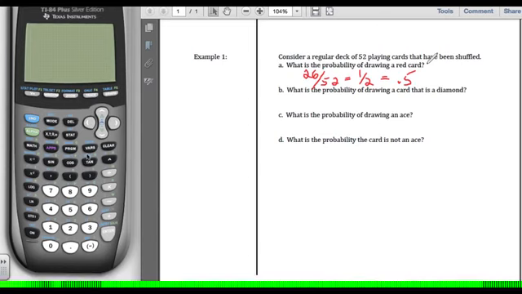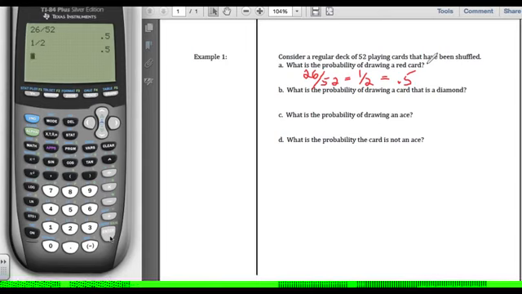And let me show you quickly in the calculator that you can get that decimal either way. If you take 26, divide it by 52, you get 0.5, or if you take 1 and divide it by 2, that also gives you that 0.5. It's always the numerator divided by the denominator.